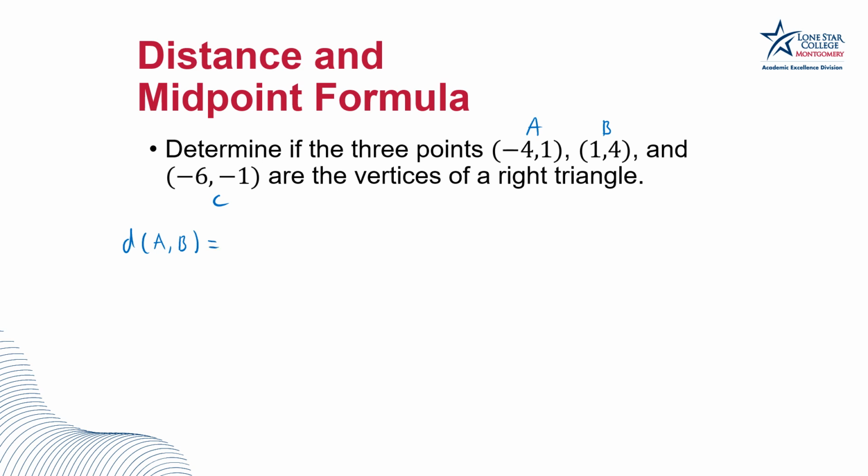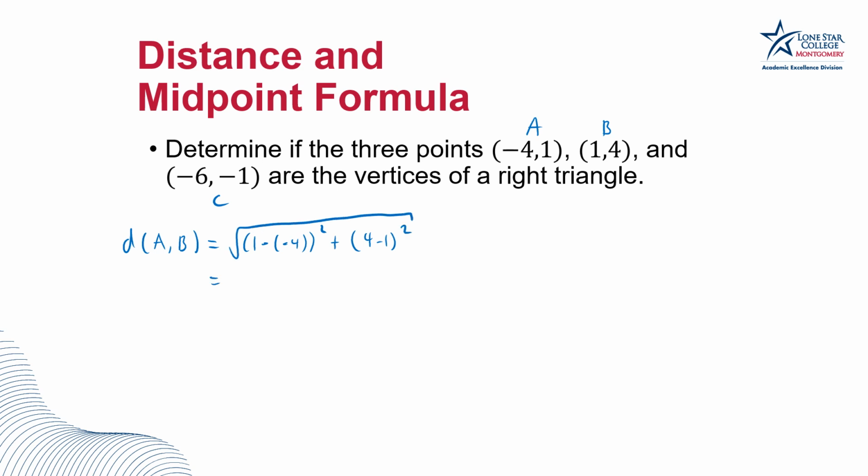So applying the distance formula, we're going to have x2 minus x1. So we're going to have 1 minus negative 4 squared plus y2 minus y1. So it's going to be 4 minus 1 squared. And that's all under the square root.